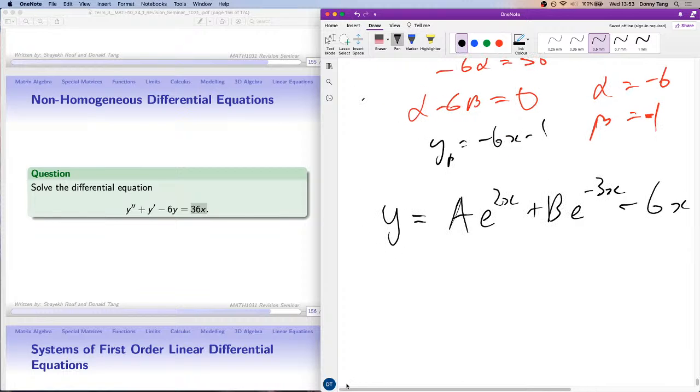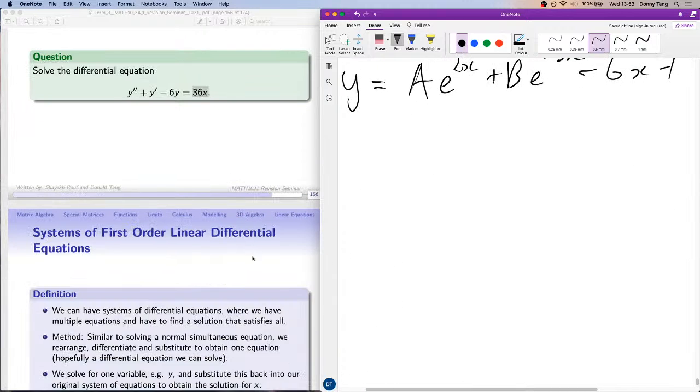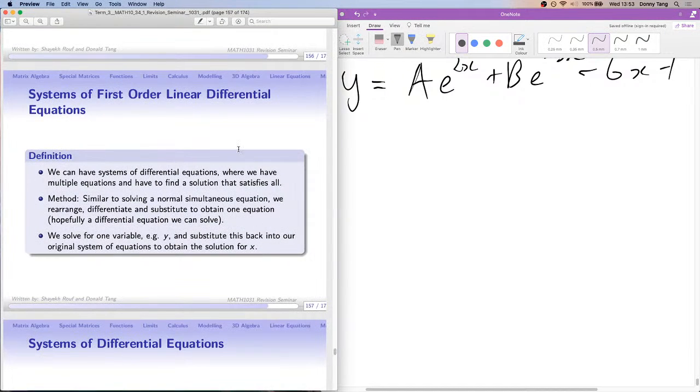All right. Now, systems of first order linear equations. Okay, so now we can have systems where it satisfies multiple equations and we have to find a solution that satisfies all.